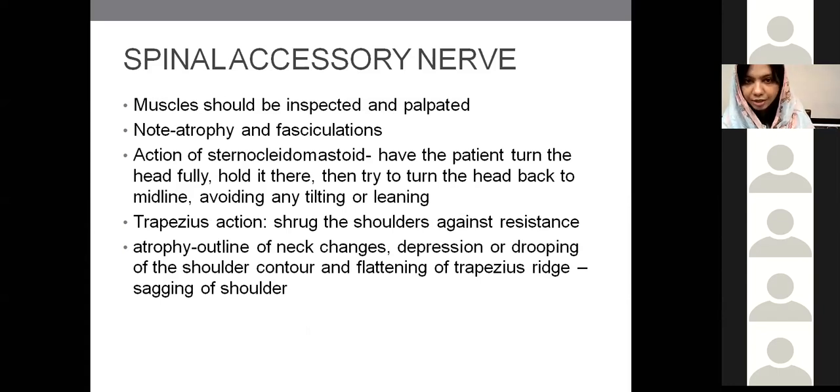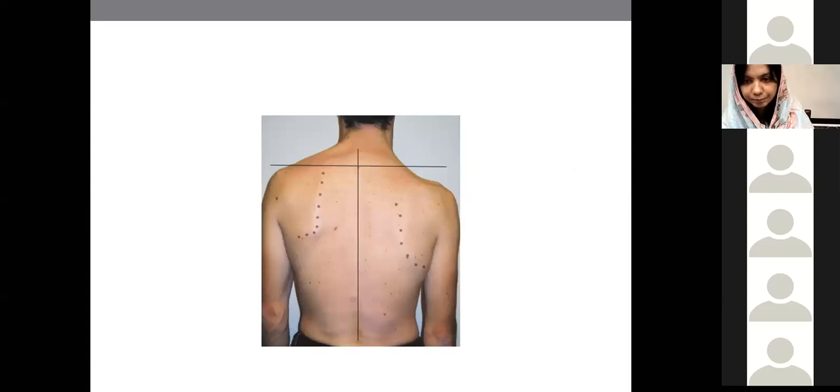Muscles should be inspected and palpated. What you have to note is the atrophy and the fasciculations. For the action of the sternocleidomastoid, have the patient turn the head fully, hold it there, then try to turn the head back to the midline, avoiding any tilting or leaning. This is the action of the sternocleidomastoid, right? Trapezius action: shrug the shoulders against resistance. With atrophy, the outline of the neck changes, with depression or drooping of the shoulder contour and flattening of the trapezius ridge, resulting in sagging of the shoulder. This is the sagging of the shoulder.